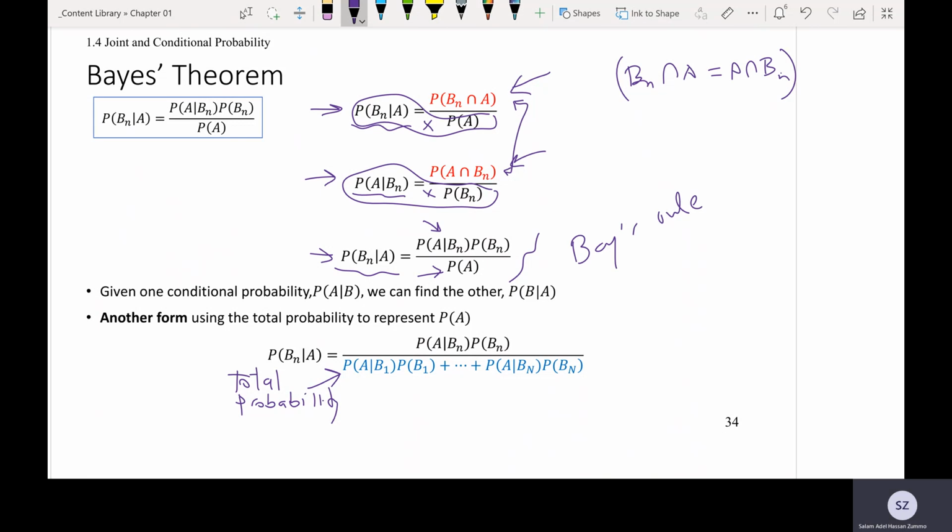So if they are equal, the probability of Bn given A multiplied by the probability of A will be equal to the red, right? And the same thing, the probability of Bn multiplied by the probability of A given Bn is equal to the red. So these two things are equal. Just put them together in mind. So the probability of Bn given A multiplied by the probability of A equals the probability of A given Bn multiplied by the probability of Bn. We just divide by the probability of A.